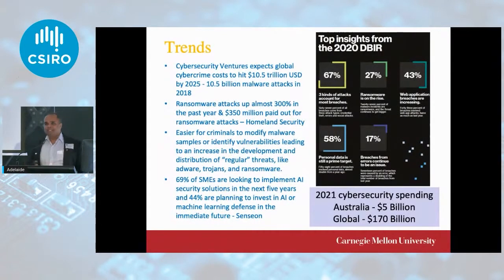So it's important to present some complementary statistics, right? You have to have these nice visual stats, but things are getting really serious out there. We see that ransomware attacks are getting quite frequent. Apparently Homeland Security estimates that $350 million was paid out for ransomware attacks last year. And the expectation is that in the next 5 years, attacks might cost us about $10.5 trillion, right?